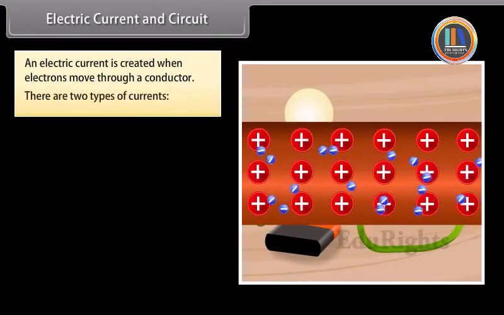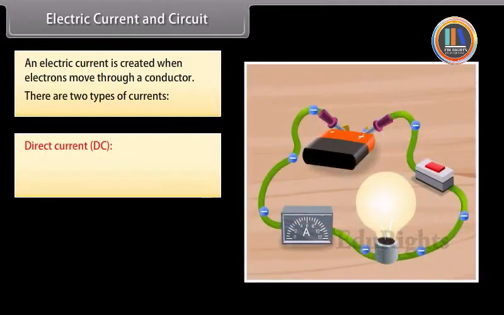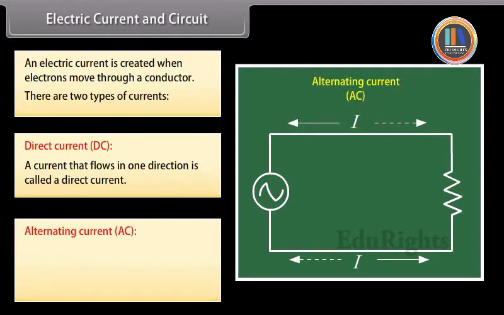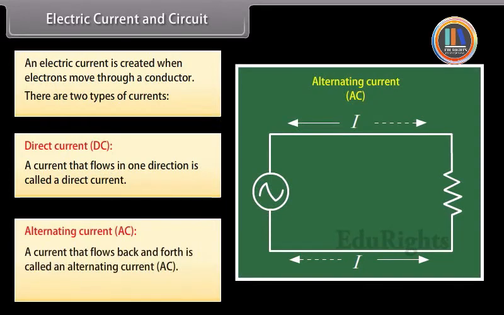There are two types of currents. Direct current, DC: a current that flows in one direction is called a direct current or DC. For example, a battery produces a direct current. Alternating current or AC: a current that flows back and forth is called an alternating current or AC. The symbol of electric current is I.